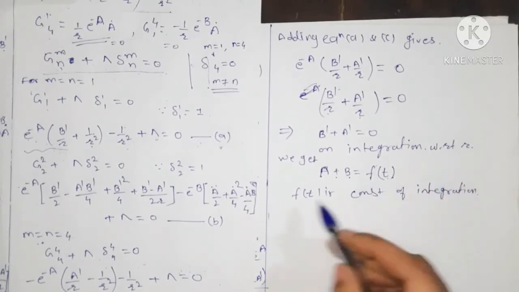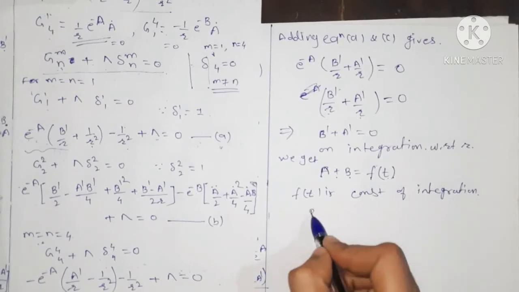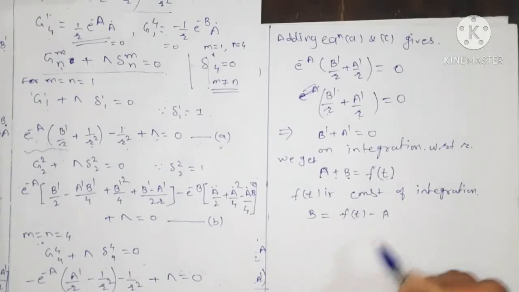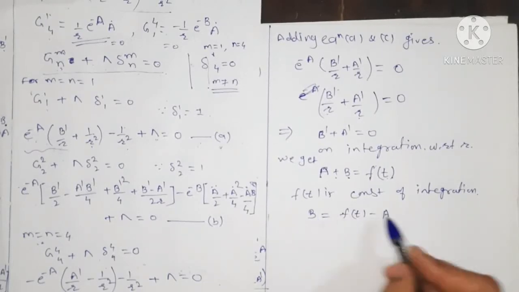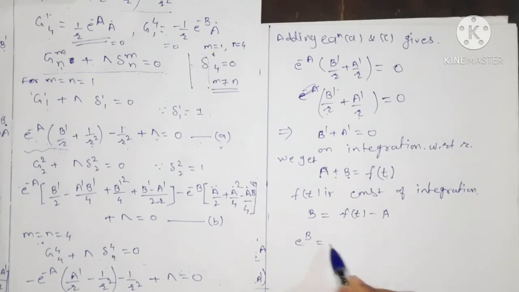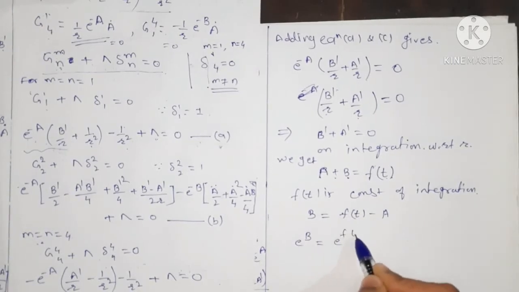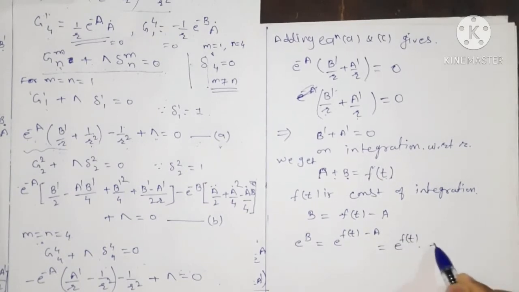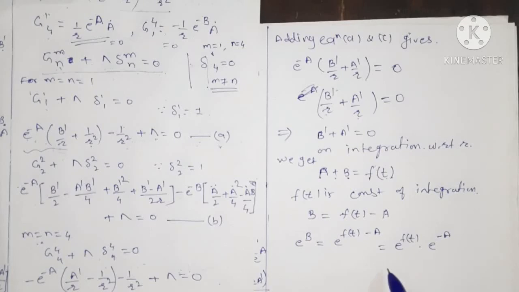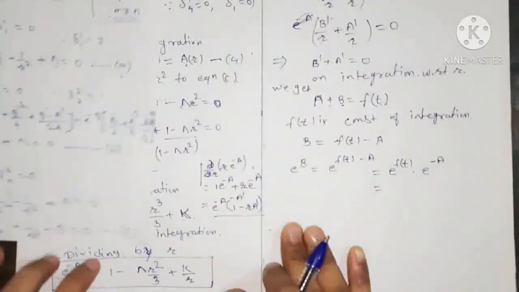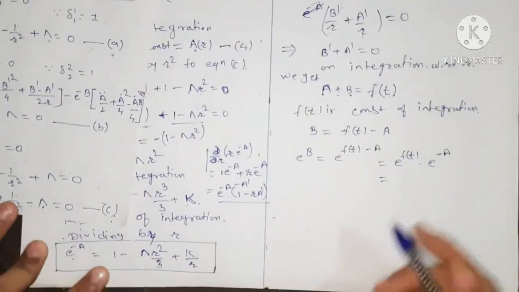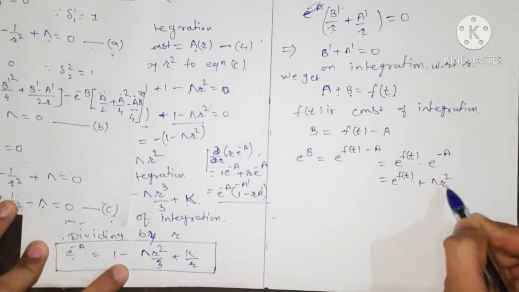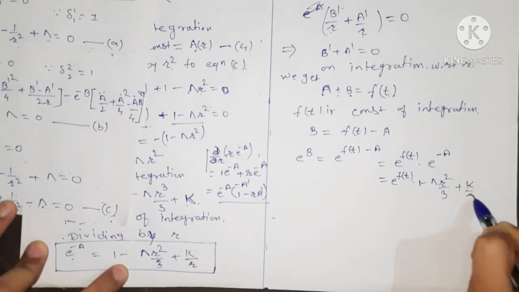What does this f of t denote? The constant of integration. And therefore we can write b is equal to f of t minus a. Thus e to the power b is equal to e to the power f of t minus a, that is nothing but e to the power f of t into e to the power minus a. And as we calculated that e to the power minus a is equal to this term, therefore e to the power f of t into 1 minus capital lambda r square upon 3 plus k upon r.